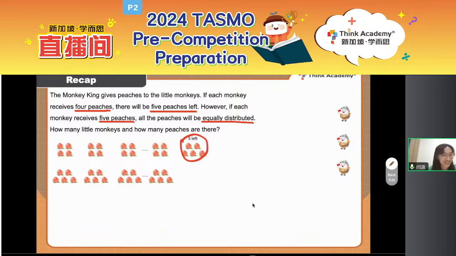What is the answer? Wow, some students say guess again. Guess again. Cannot, okay. Cannot. Okay, now let's check, okay?